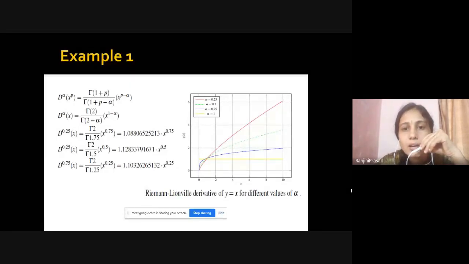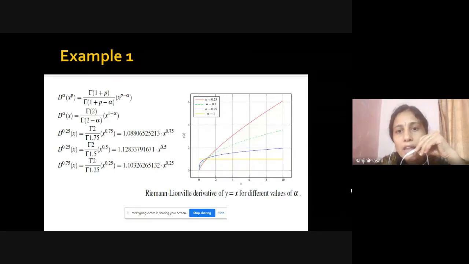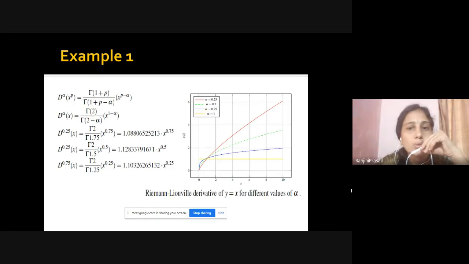But when you see alpha equal to 0.5, it is a green line. Alpha equal to 0.25 is a red line. Then alpha equal to 0.75 is a blue line. You see the difference. So this is how accurate the result is when we use this application. When alpha varies decimal by decimal, you will get different curves. So this is the Riemann-Liouville derivative of y equal to x for different values of alpha.